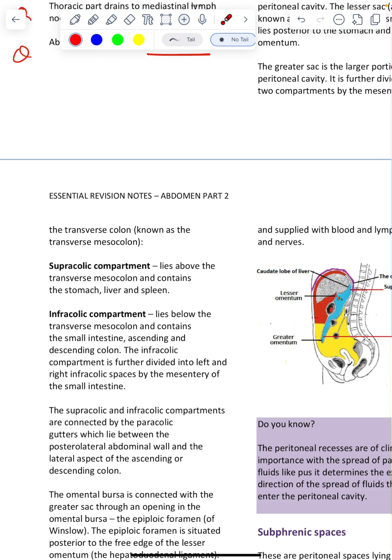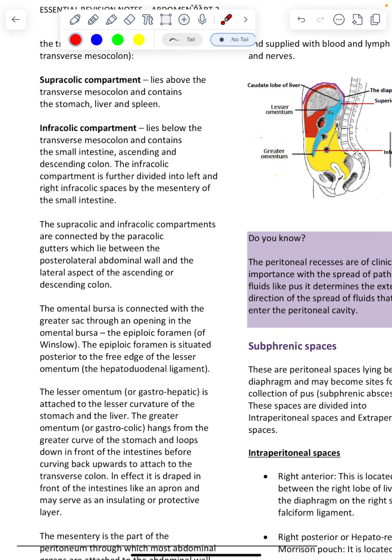Infracolic, below the transverse colon, contains the small intestine and ascending colon. The infracolic compartment is divided into left and right sides. The supracolic and infracolic compartments are connected by the paracolic gutters.